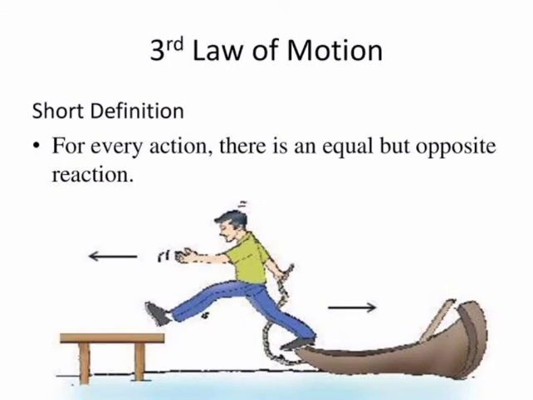Newton's third law of motion statement: to every action there is always an equal and opposite reaction. According to Newton's law of motion, we have F for action and negative F for reaction. The negative sign indicates that the two forces are equal in magnitude but in the opposite direction.